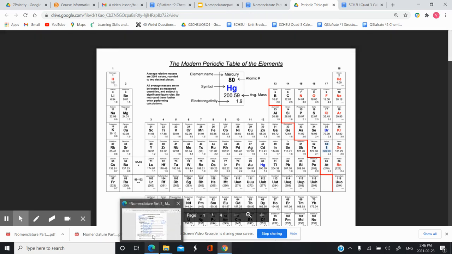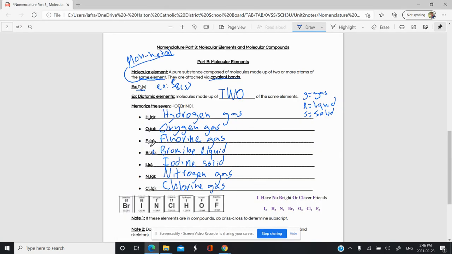They need to be paired with each other. So H2, O2, F2, Br2, I2, N2, and Cl2. This is not the case for all gases. For example, if I said neon gas, it is not diatomic. Just because I put gas doesn't mean it's diatomic. Neon gas is just neon. So really focus on these ones here as your rules when you're writing your formulas.